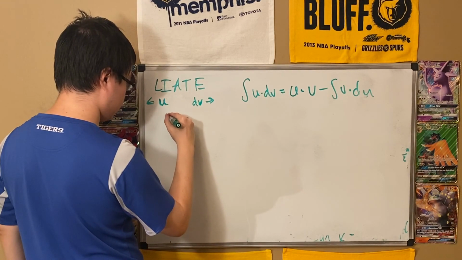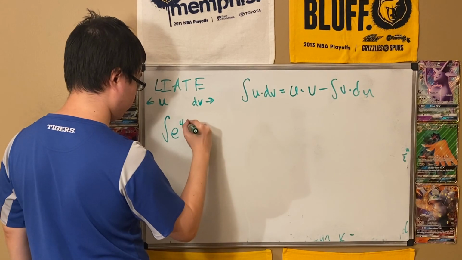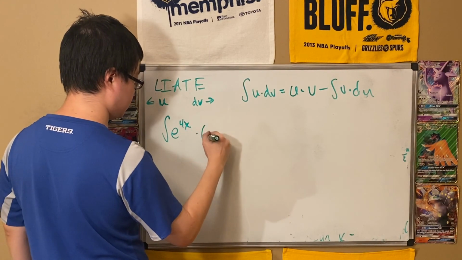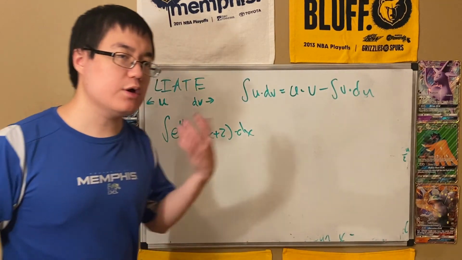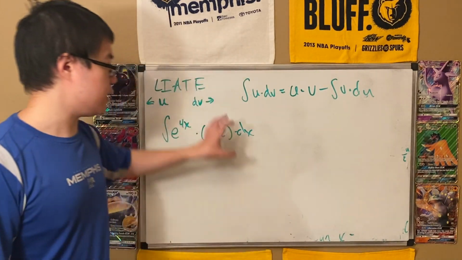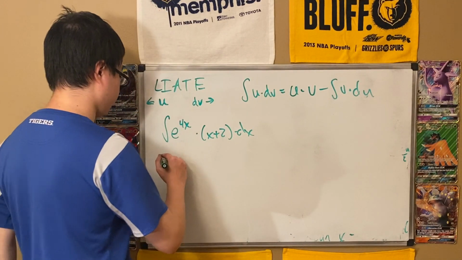So it's going to be the integral of e to the 4x times x plus 2. So we're going to try to do this integral now. Notice that it is integration by parts because we have the product of two things that are really unrelated. So now let's go for the formula.